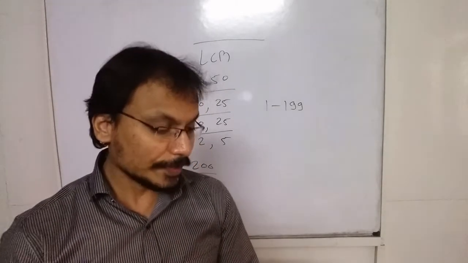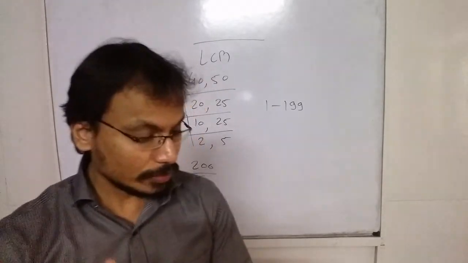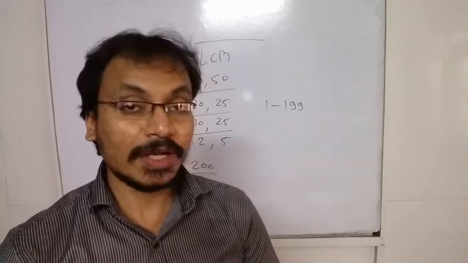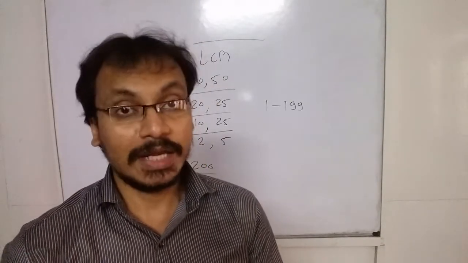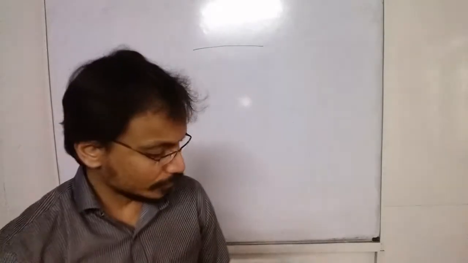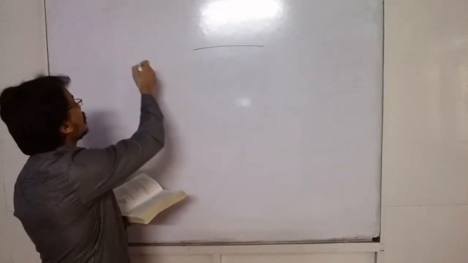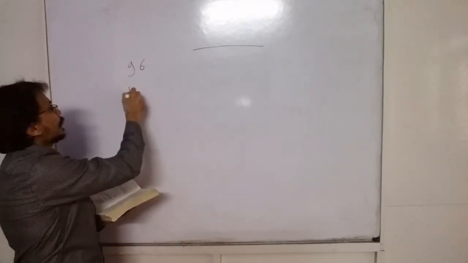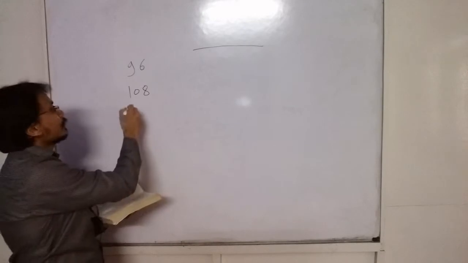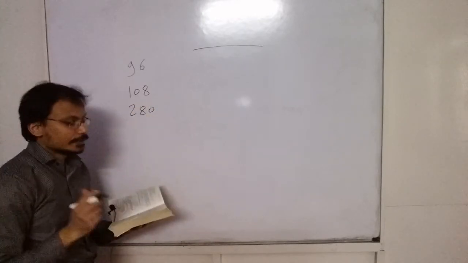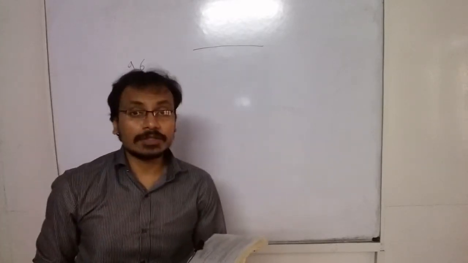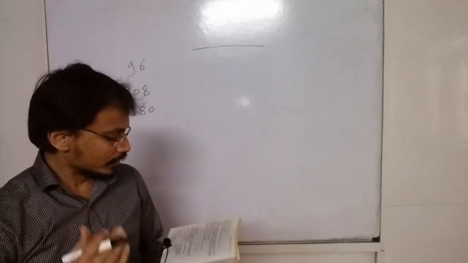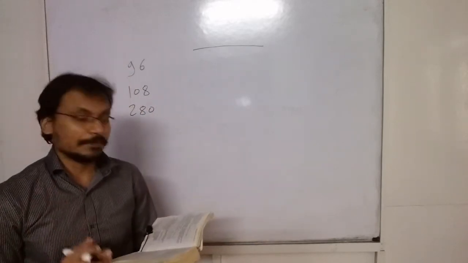Now we are going to take up more questions and some more numbers, and I am going to show you how you can calculate the LCM of different numbers. Now we are going to solve the LCM of three numbers. The first number is 96, the second number is 108, and the third number is 280. These are the three numbers for which we are supposed to calculate the LCM.